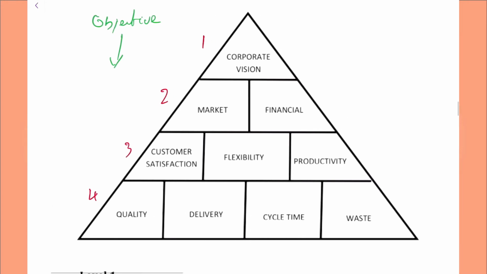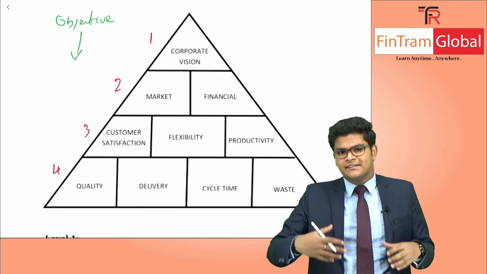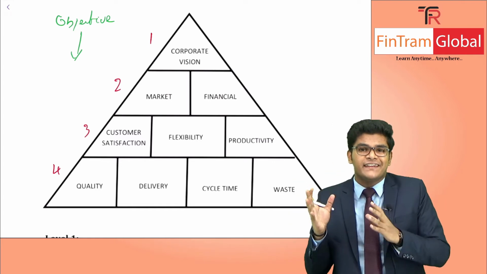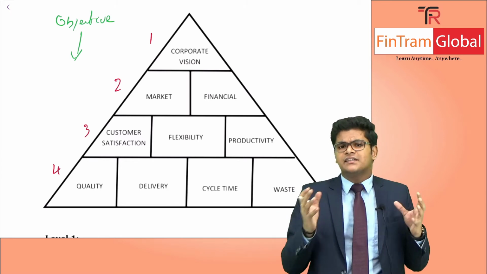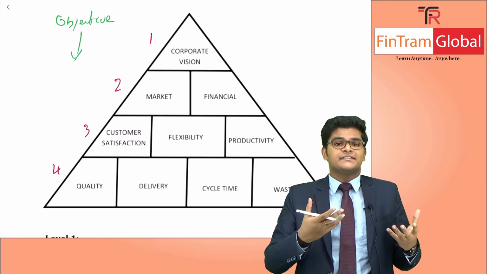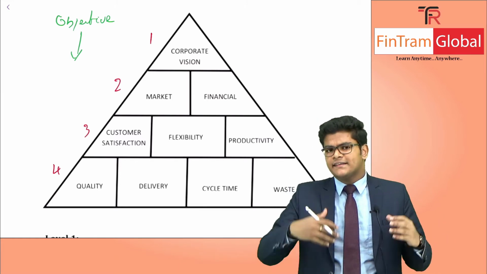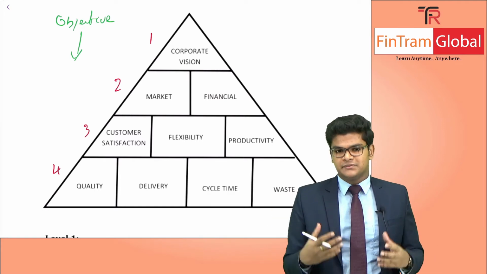So in level 1, we have to achieve the corporate vision, and in order to achieve the corporate vision, we're going to set some objectives relating to the market as well as certain financial objectives, guys. So market objectives and financial objectives. In the market objectives, there could be measures like, for example, market share of the organization or market growth, etc. Okay, guys. And in financial perspective, well, basically the financial ratios and other related ratios that we've learned.